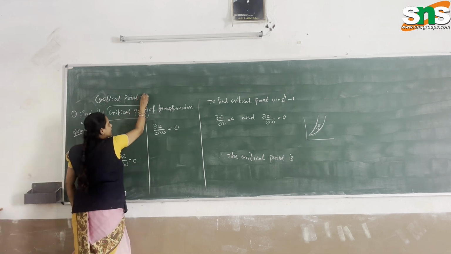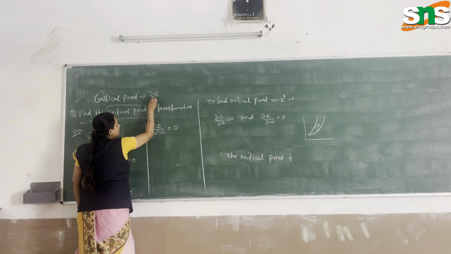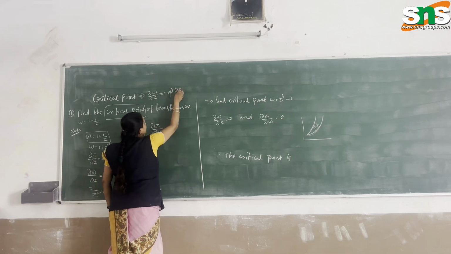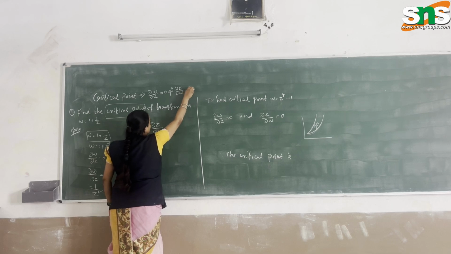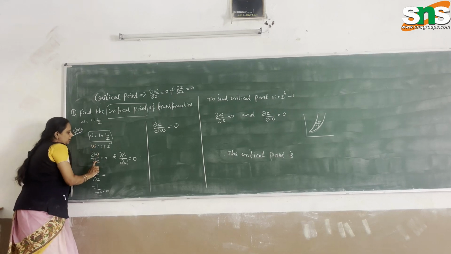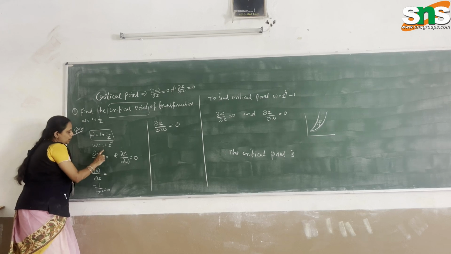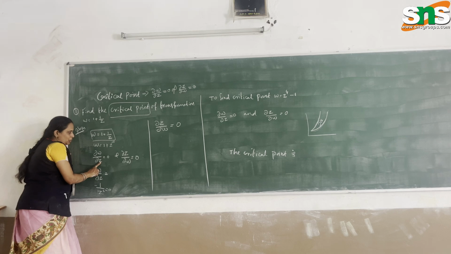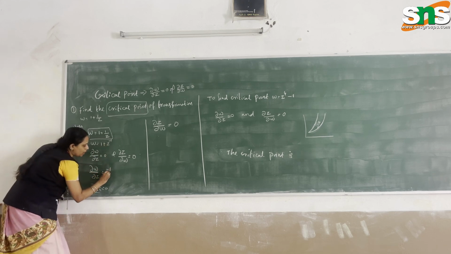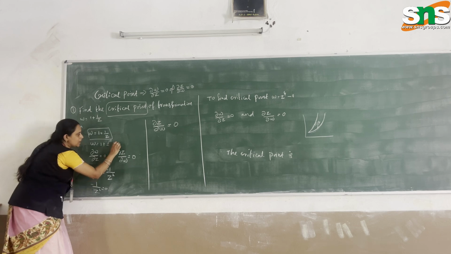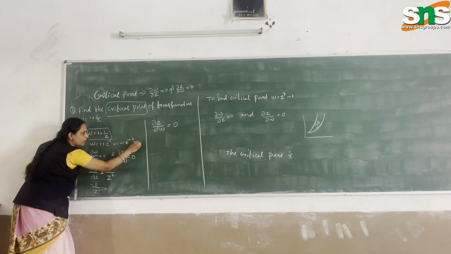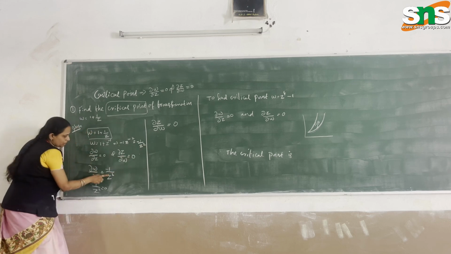The critical point condition is dou w by dou z equal to 0 and also dou z by dou w equal to 0. So we differentiate w partially with respect to z. The constant 1 becomes 0, and the derivative of z power minus 1 is minus 1 z power minus 1 minus 1, that is minus 2. So dou w by dou z is minus 1 divided by z square.